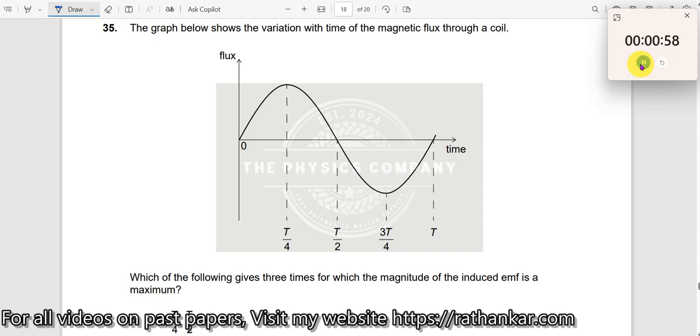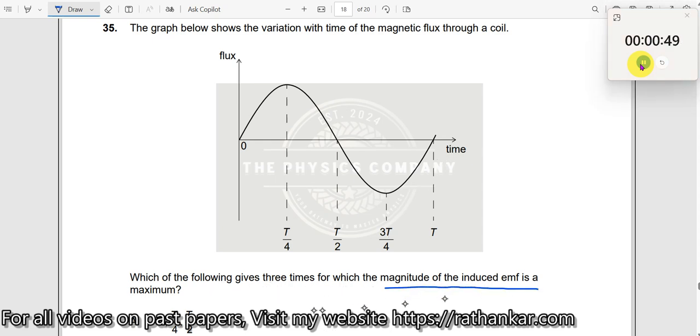Question number 35. The graph below shows the variation with time of the magnetic flux. Magnetic flux versus time is given. Which of the following gives 3 times for which the magnitude of the induced EMF is a maximum? He wants induced EMF to be maximum.